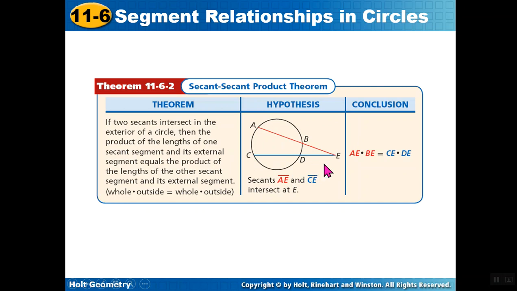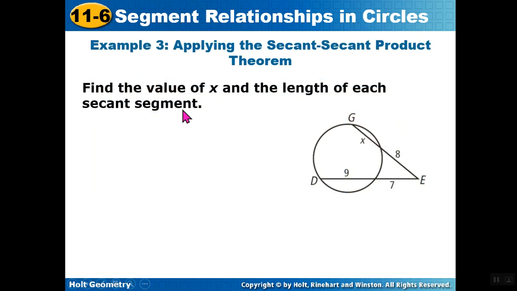How to apply it? It is also so easy. Look here. Now, applying the secant product theorem, find the value of x and the length of each secant segment. Now, x is a part of a secant. As we said, it is a secant segment. Now we want to find x. As we said before, we can use the theorem, look, they intersect outside the circle.